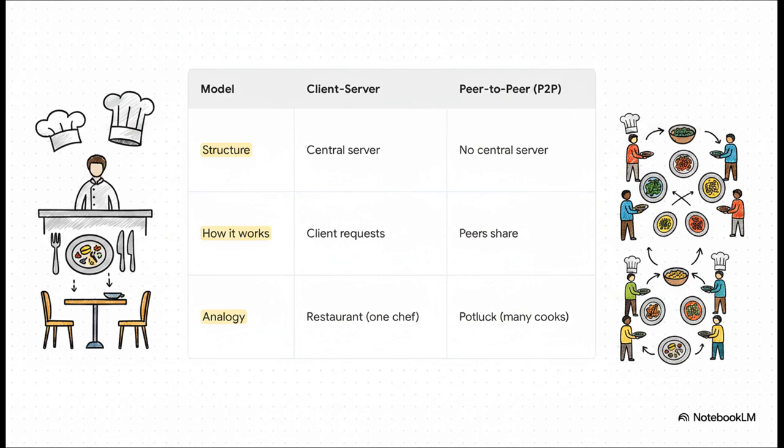The client-server model is like a restaurant. Everybody orders from one central chef. But peer-to-peer, that's like a potluck dinner. There is no single chef. Everybody brings a dish and they share it directly with everyone else at the party. In the P2P model, every single computer is both a client and a server.